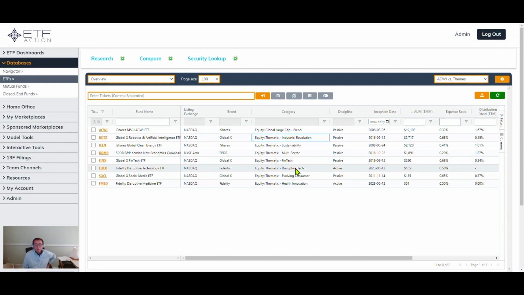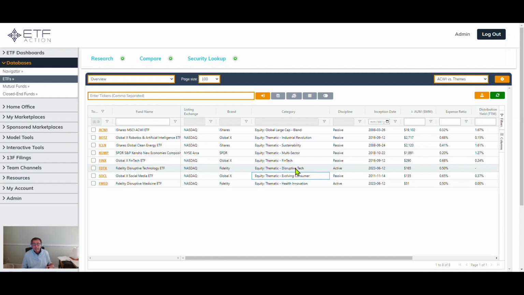I have included the Global X Robotics and Artificial Intelligence, high overlap with the thematic industrial revolution category. iShares Global Clean Energy, thematic sustainability, the largest in the category. SPDR S&P Kensho New Economies, a multi-sector thematic ETF. So this is a blend of all of their more niche thematic sectors. The Global X FinTech ETF, a broad-based representation of different fintech strategies. The Fidelity Disruptive Technology, a broad-based representation of technology companies or companies with high tech usage and their allocation across different themes within the tech space.